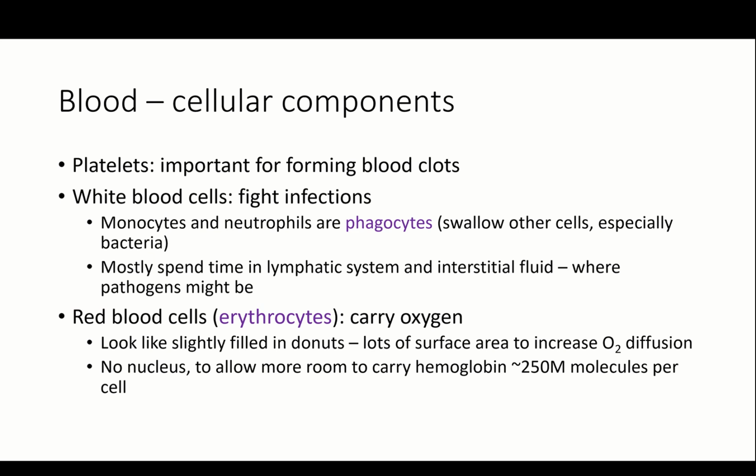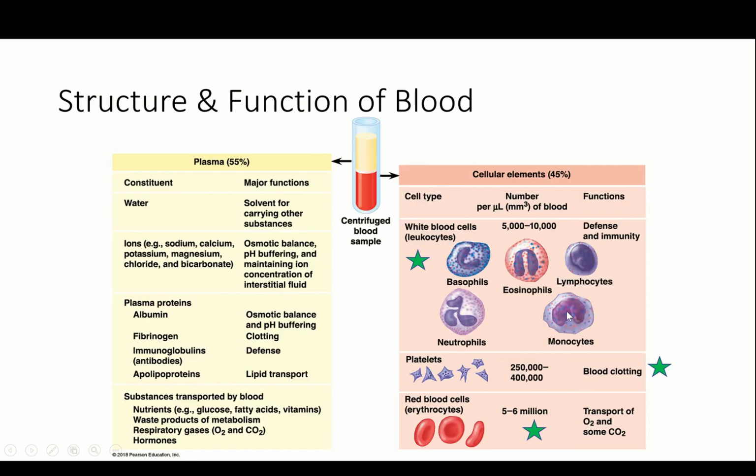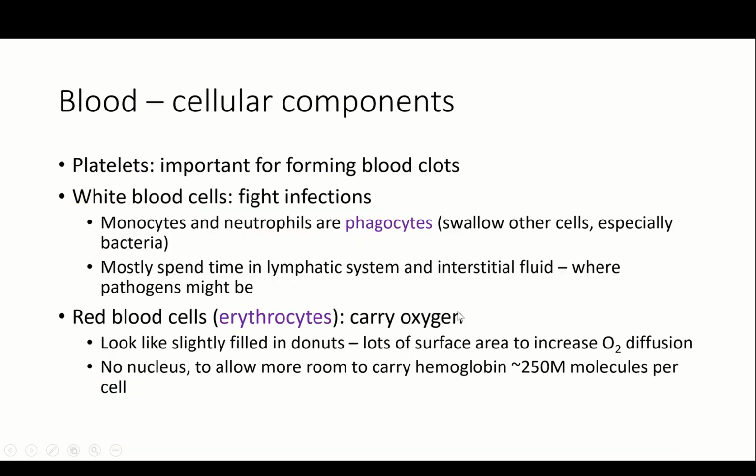All right, this kind of summarizes what I just told you. So we'll just talk about some of the highlights here. Those monocytes and neutrophils, so that would be this one and this one, those are called phagocytes. So what they do is they swallow other cells and especially bacteria or other threats to the body. They will mostly spend their time in the lymphatic system and the interstitial fluid because especially the interstitial fluid is where you might find the bacteria or pathogens.